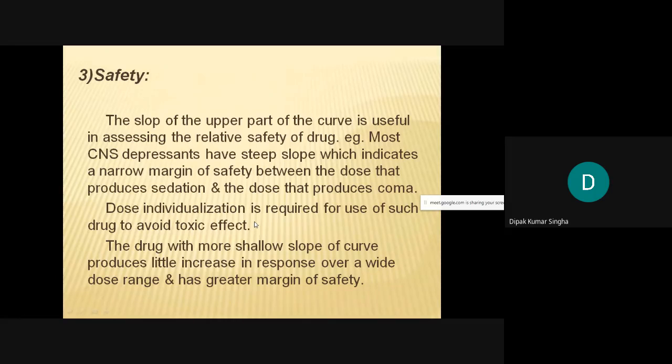And safety is another most important parameter for the patient. What is safety? That means there is no dangerous effect or toxic effect of the drug, no tissue injury. So how to judge safety? The slope of the upper part of the curve is useful for assessing the safety of the drug. For most CNS depressants, the steep slope indicates a narrowing of the margin of safety between the dose that produces sedation and the dose that produces toxic effect, so the dose requires individualization to avoid the toxic effect. A drug with a steeper slope produces a rapid increase in the response.